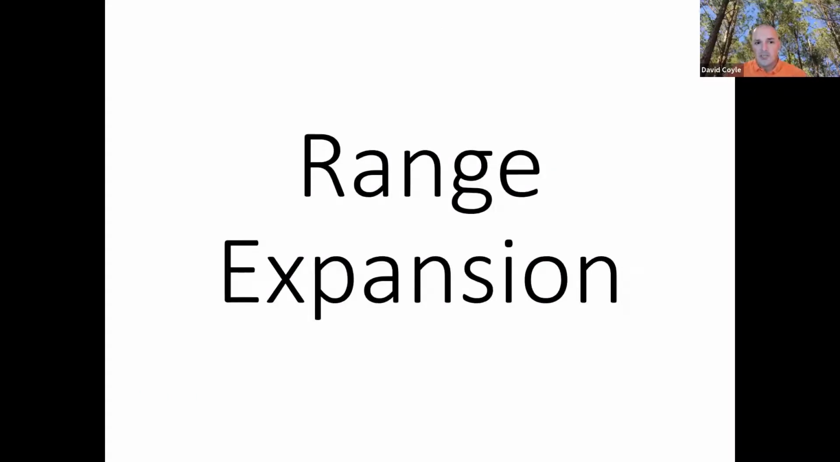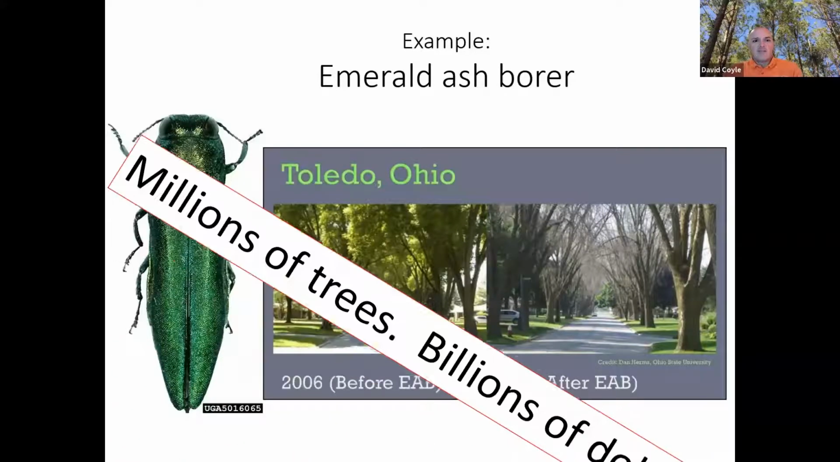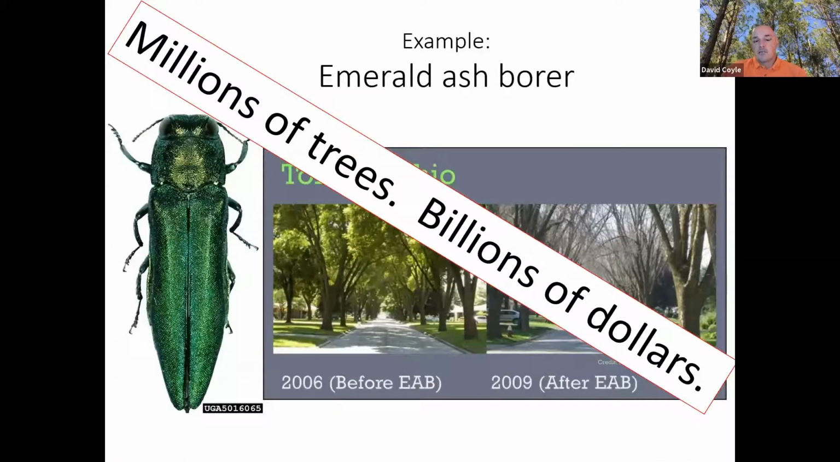There's also range expansion, where a lot of county agents are great contributors. And we'll talk a little bit about emerald ash borer now. This is arguably the worst, if not the worst, forest invasive species in my lifetime, probably. The impacts are really tough to figure out, but it's safe to say it's killed millions of trees and cost billions of dollars across much of Eastern North America at this point, and it's still moving around.